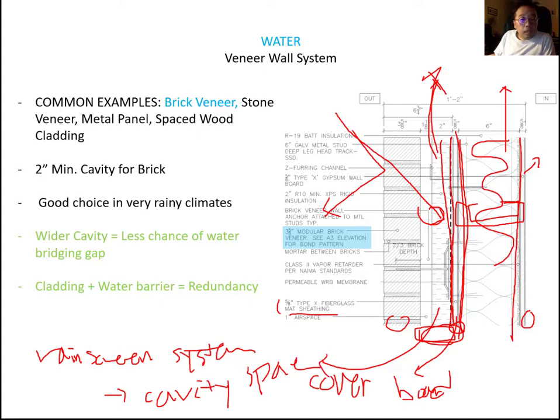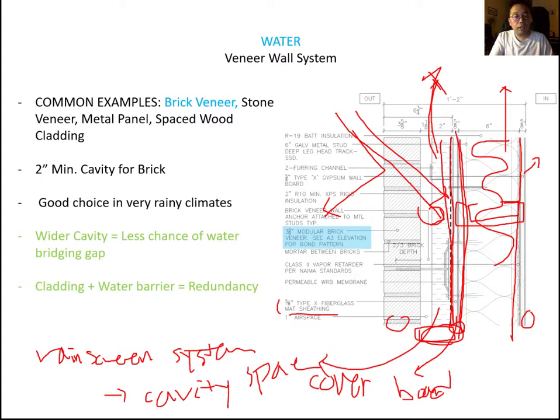Okay? So why do we have to provide cavity space? Because when you have cavity space and water comes into your assemblage, the water can dry out very easily with the airspace. But when the brick and cover board are stuck together, the water is very hard to dry, because once it comes in, it's hard to escape. That's why, when you consider the cladding system, you should provide this airspace, the cavity space, the rain screen system, to dry out the water efficiently. Okay, so a wider cavity means less chance of water breaching the gap from outside to the inside. So this is the basic understanding of the cladding system here.